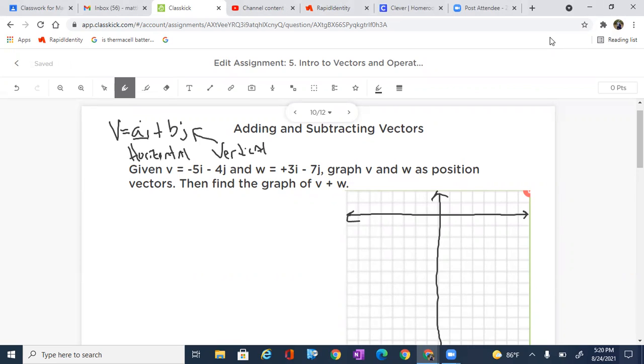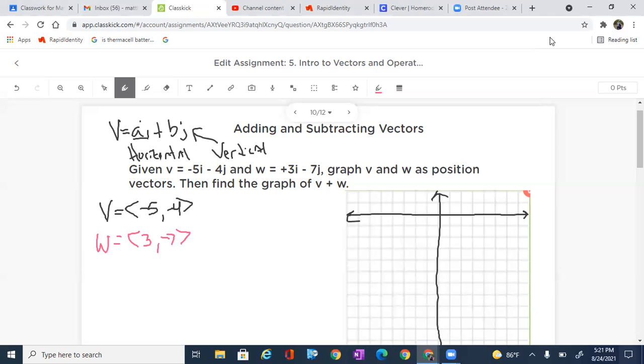component. Okay, so if I was to say, given v is negative 5i minus 4j, we can go ahead and say that v, if we write this as a vector, is just simply down 5 or left 5 and down 4, which is one easy way of writing that. And we can go ahead and also break down w. We can say, well, I know that w is going to be to the right 3 and down a total of 7. And those are the horizontal and vertical components.